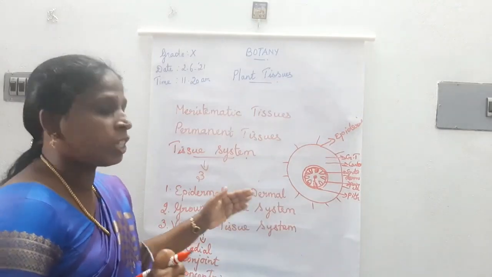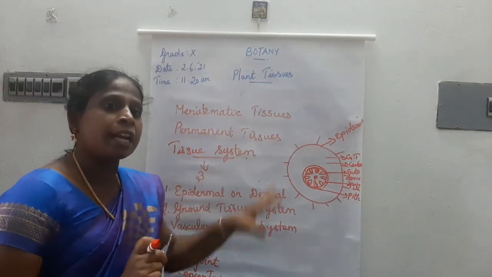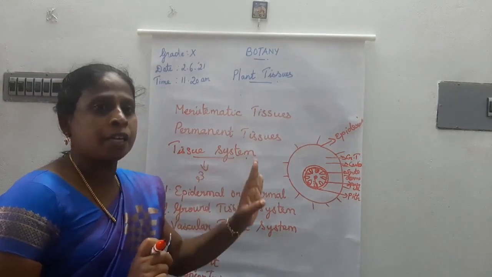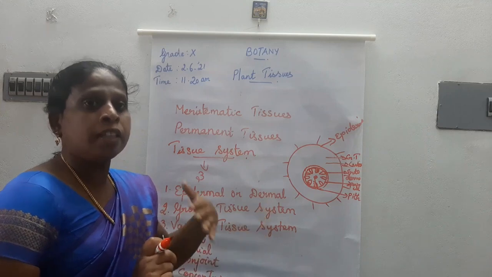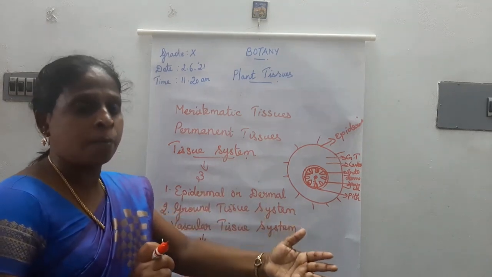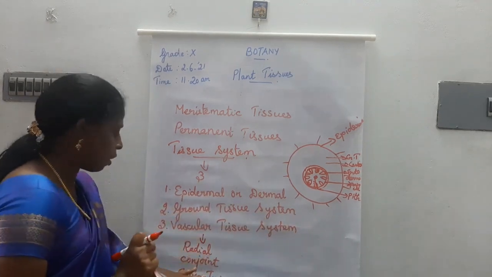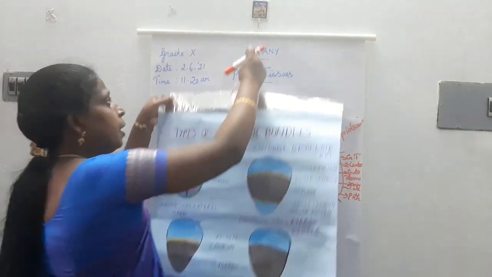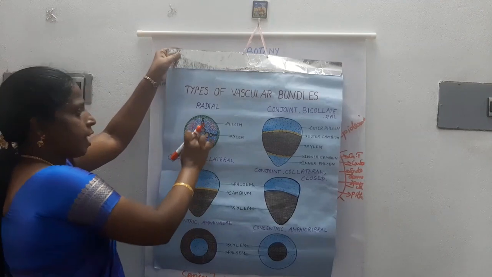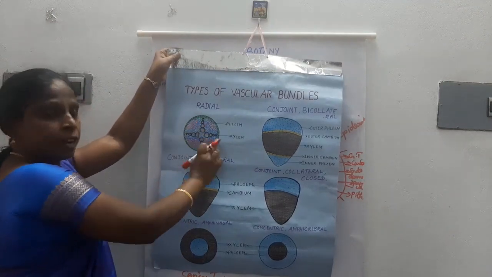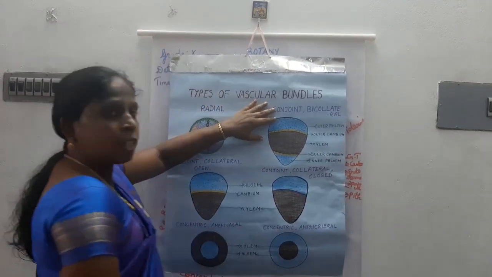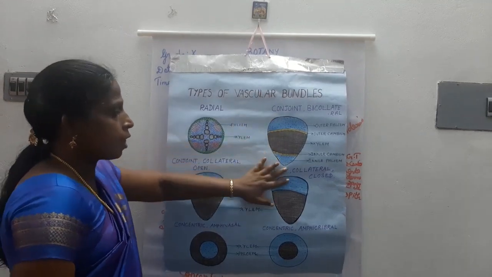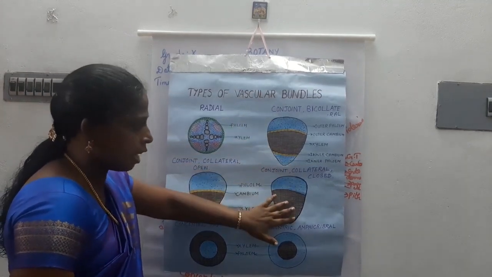The vascular tissues such as xylem and phloem are arranged in bundles. Those bundles are called vascular bundles. There are different types of vascular bundles: radial, conjoined and concentric. In a radial vascular bundle, the xylem and the phloem are arranged on different radii. In a conjoined vascular bundle, the xylem and the phloem are arranged on the same radius.